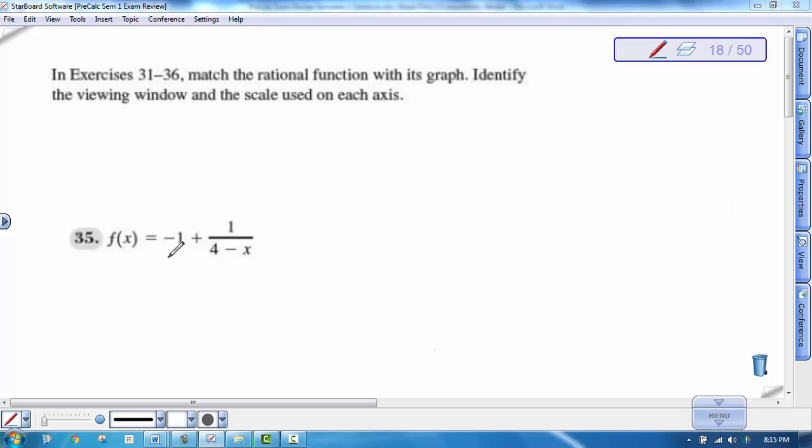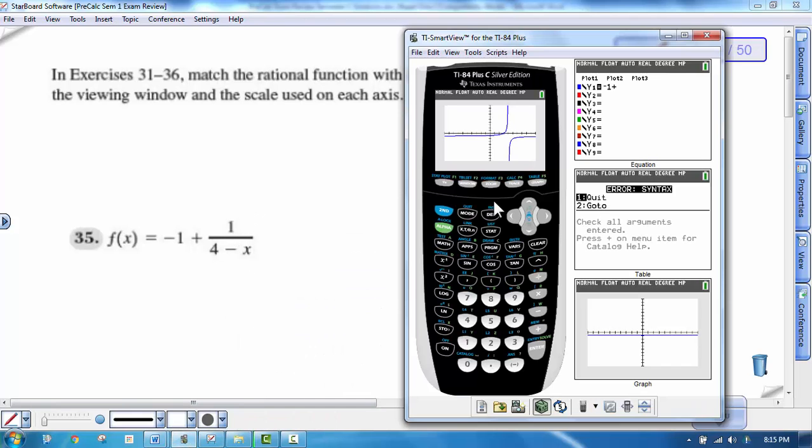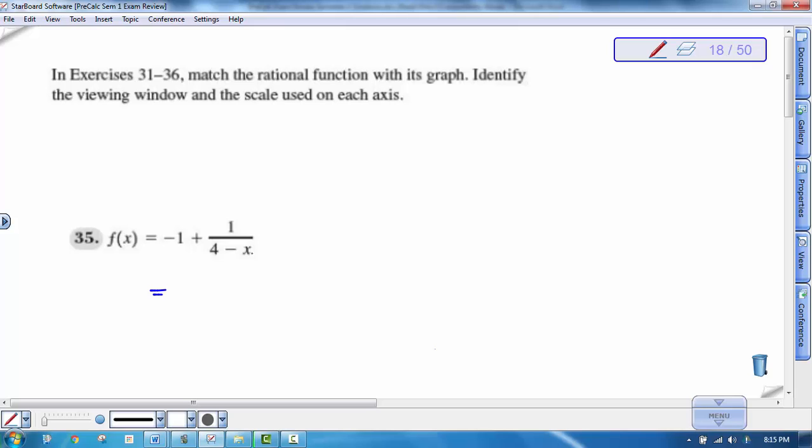Okay, the next problem, 35, wants the rational function with this graph. I didn't include the graphs here, but once again, this should be pretty straightforward on the exam because you have your calculator, so you can always just graph it, see what it looks like. You could also do some algebra to combine this. I think if you do, you get something like (3 minus x) over (4 minus x).